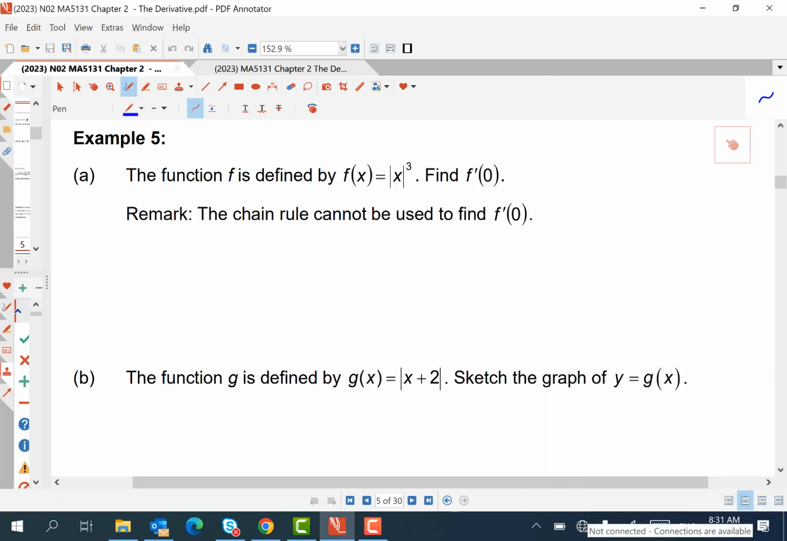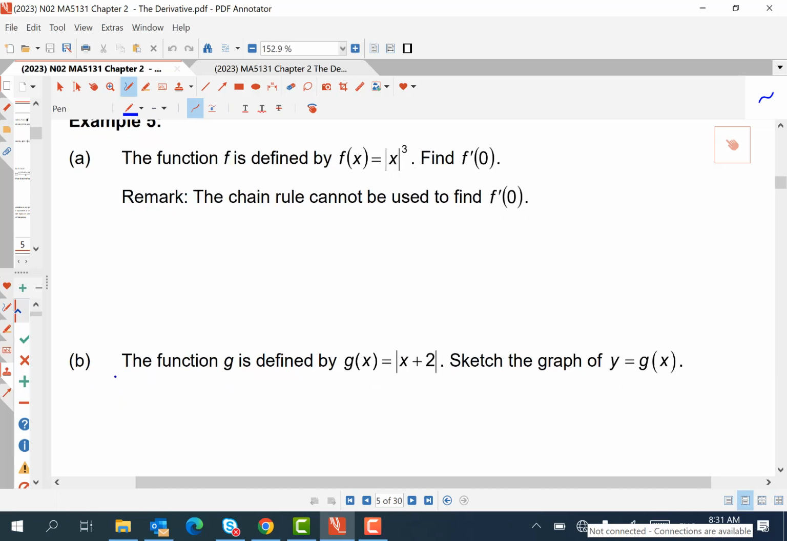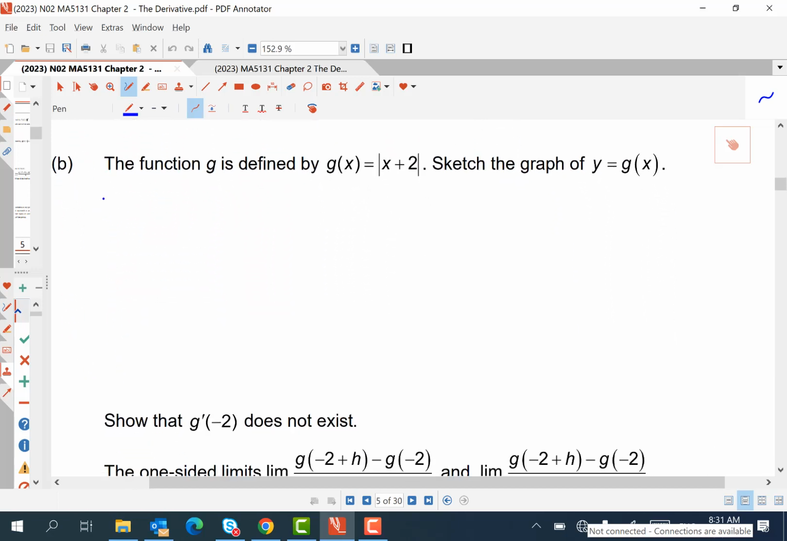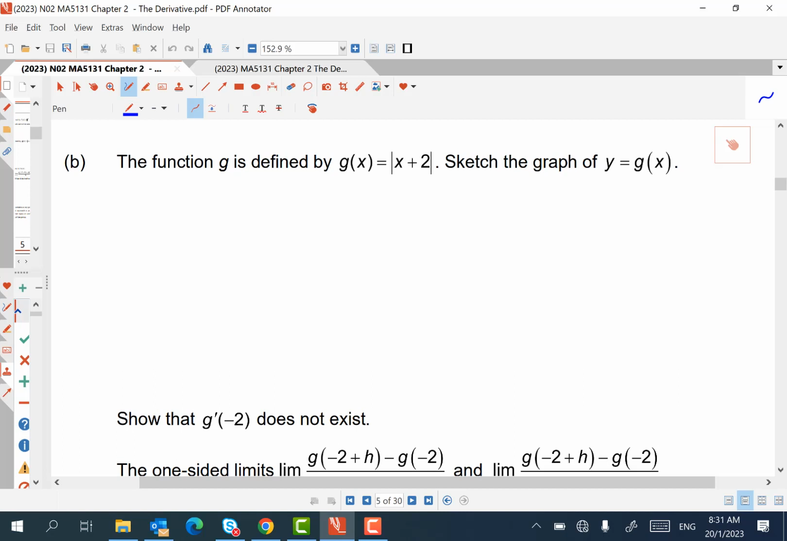Okay, class, continuing from where I stopped yesterday, we are going to look into the other part of the same question, part B. In the first part of the question, it asks you to sketch a graph. So let us sketch a graph. This graph is a V-shaped graph. It has a sharp corner at -2.